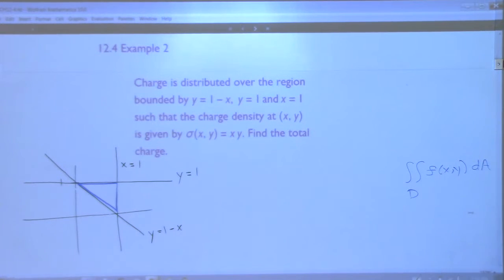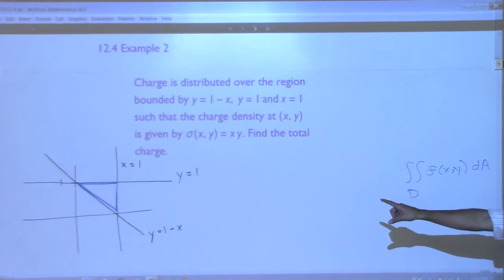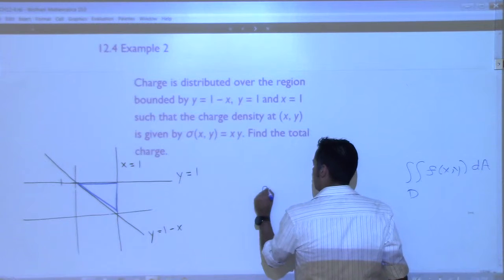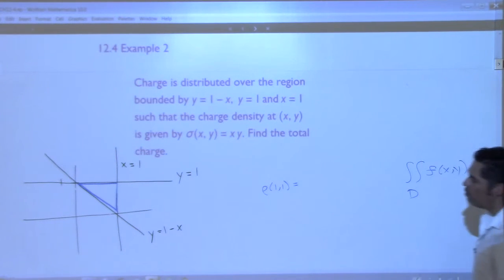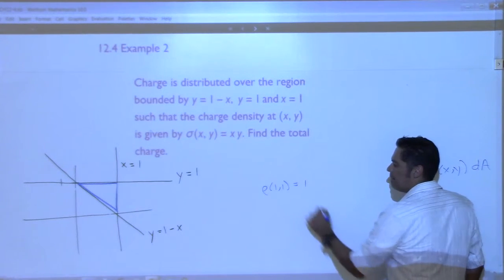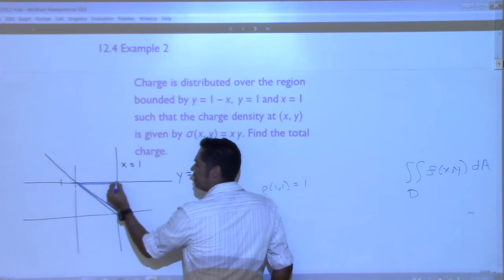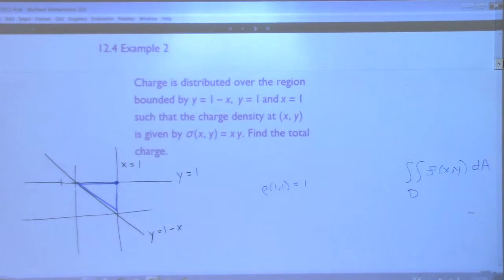The density function is xy, x times y. So we want to know the mass of that lamina. I'm going to ask you this real quick. What is rho of 1, 1? It's 1. That means if I go to the point 1, 1, the density at that point is 1, right?